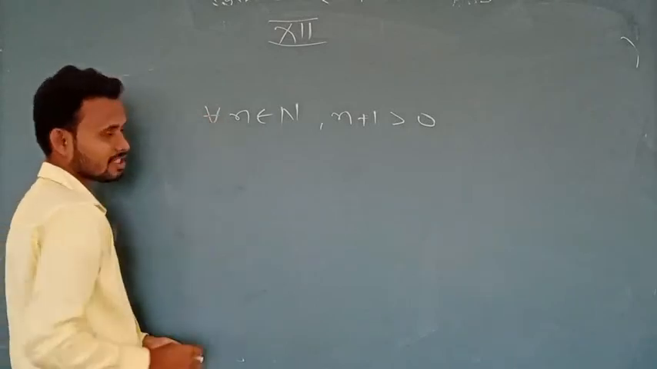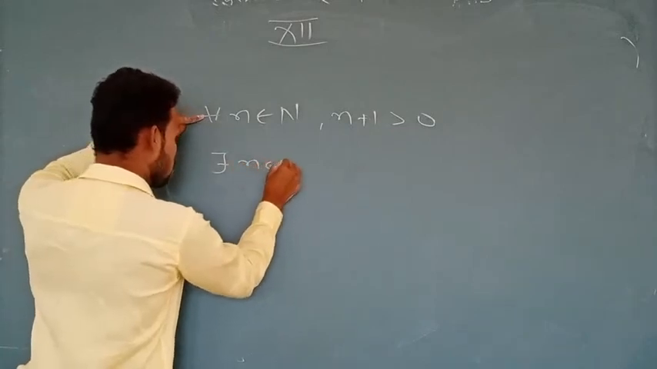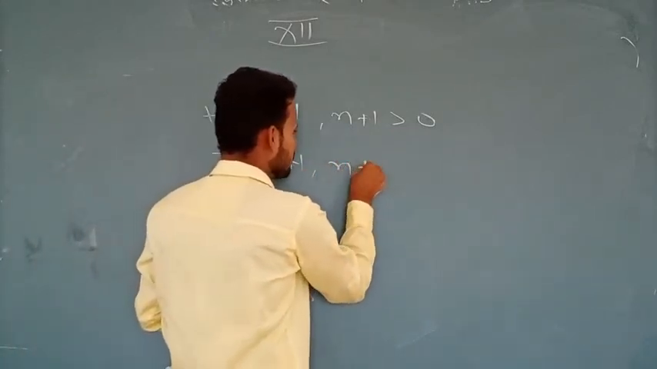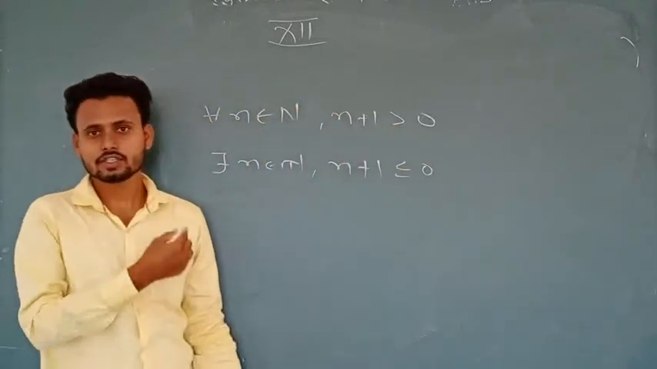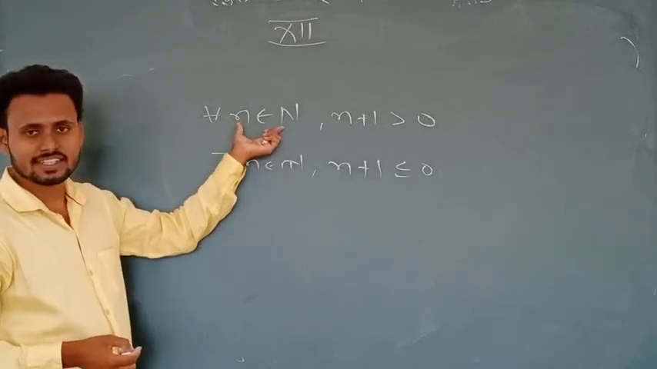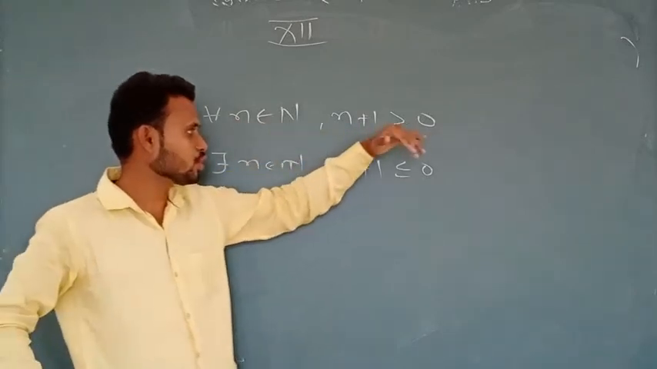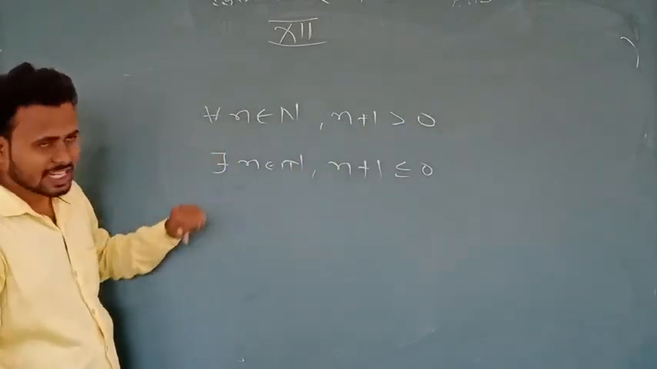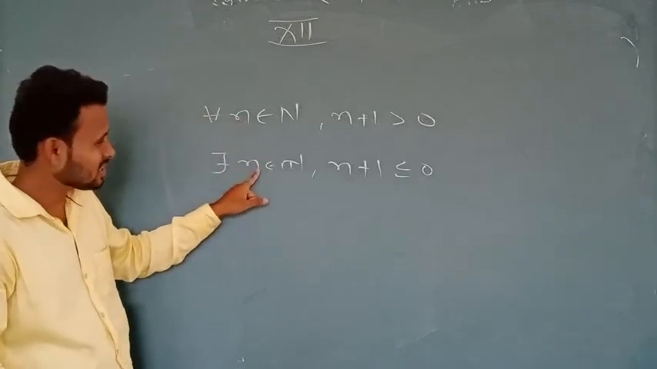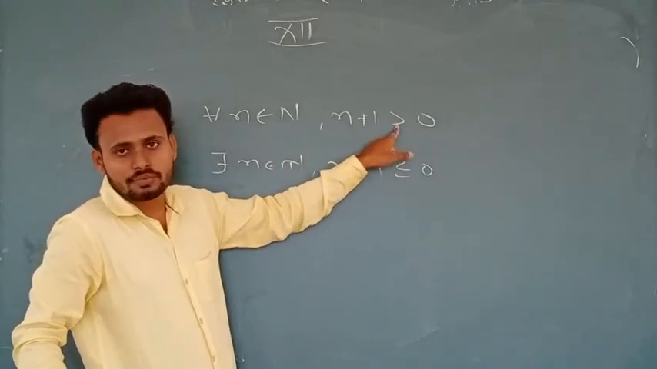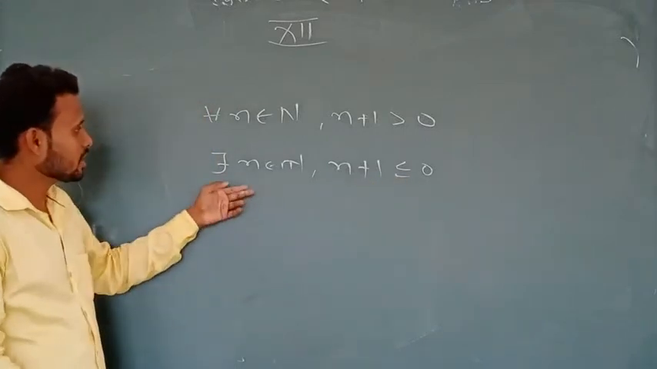We know the negation of that statement. We replace for all by there exist, n belongs to the natural numbers, and n plus 1 stays as it is. The negation of the strictly greater than sign is the less than or equal sign. So there exists n belonging to the natural numbers such that n plus 1 is less than or equal to 0, which is the required negation of that statement.